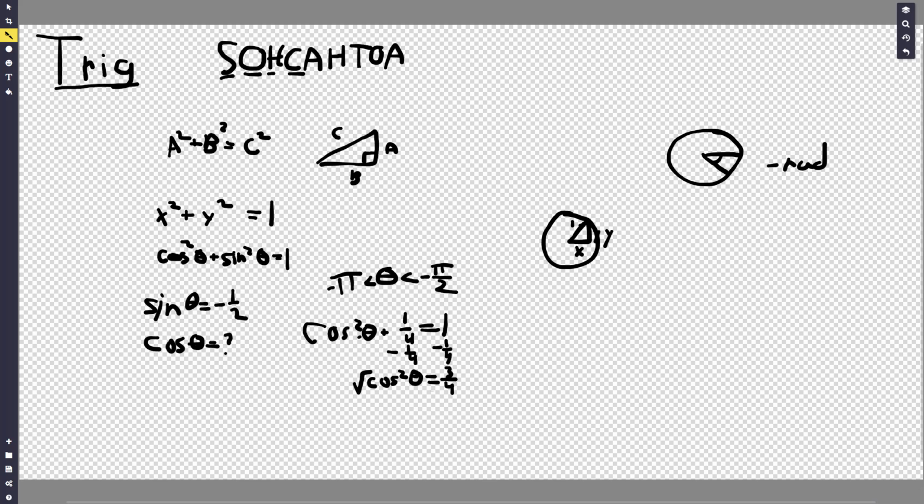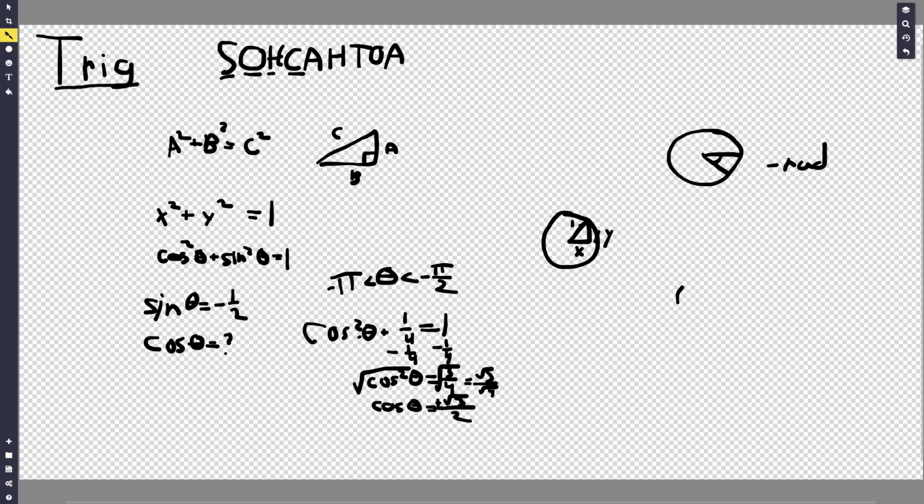And how can we find our cosine here? Well, we can take the square root of both sides. So we find that our cosine is equal to the square root of 3 divided by the square root of 4. So we're left with cosine is equal to the square root of 3 divided by 2. And don't forget the plus or minus, because that's where this comes in handy.